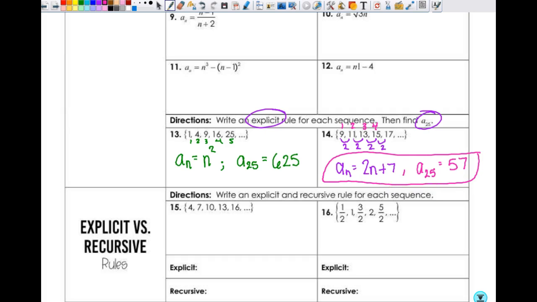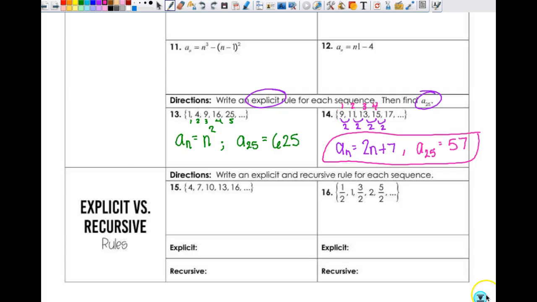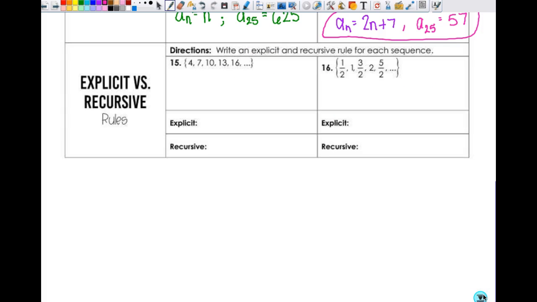Okay, we good? Any questions? All right, so on this next one, it says to write an explicit and a recursive formula for each sequence. I want to see if you can do that on here. Explicit is what we just did. Recursive is the first thing we did. See if you can get those written.